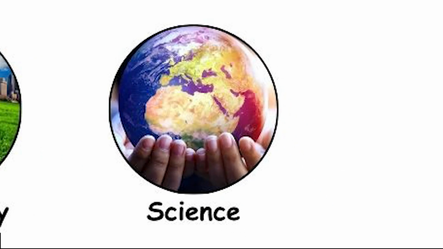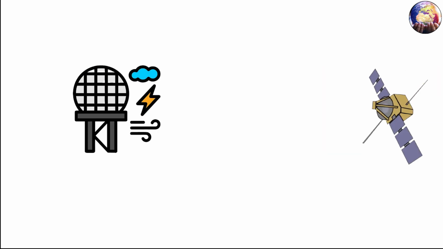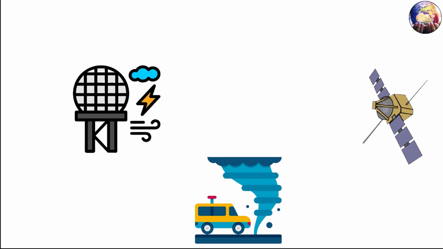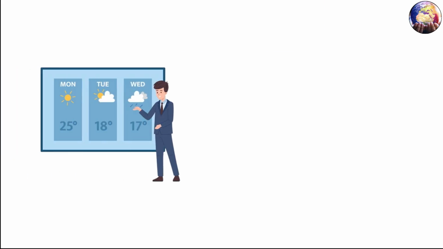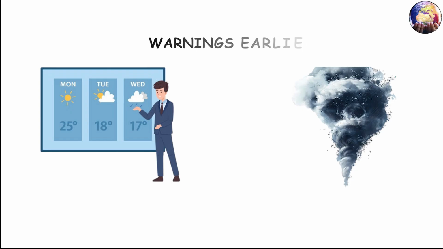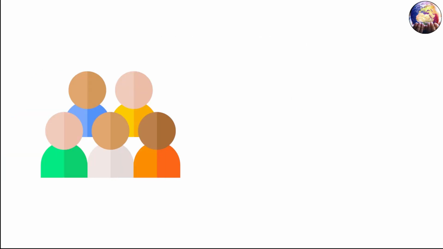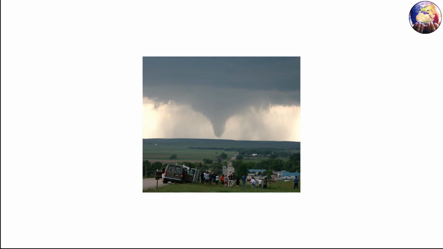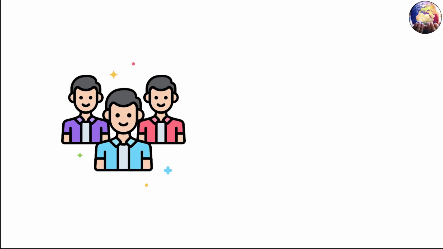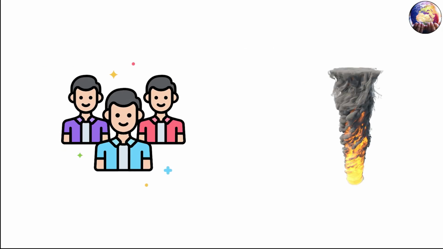Science and safety. Modern science has improved our ability to predict and track tornadoes. Doppler radar, weather satellites, and mobile storm chasers provide real-time data about developing storms. This technology allows meteorologists to issue tornado watches and warnings earlier than in the past, giving people more time to seek shelter. Still, tornadoes can form quickly, sometimes within minutes, making it vital for people in tornado-prone areas to stay alert and have a safety plan.